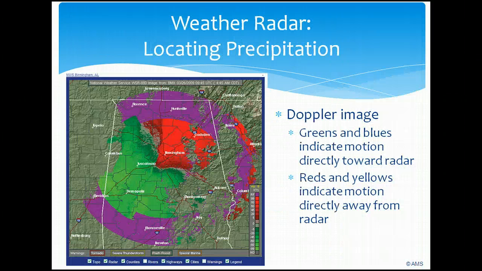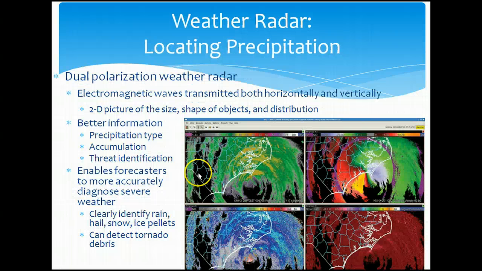This sample Doppler weather radar image shows that greens and blues indicate motion toward the radar, whereas reds and yellows, the warmer colors, indicate motion directly away from the radar. Expected to be completed in 2013, the entire fleet of WSR-88D radars is undergoing a major upgrade to dual polarization technology, and this technology provides weather forecasters with more precise information on precipitation type, accumulation, and threat identification, enabling them to more accurately diagnose severe weather.